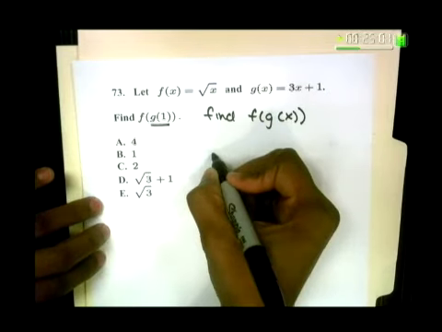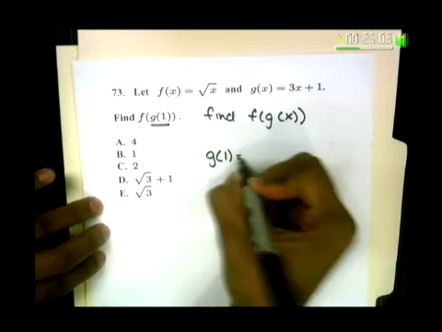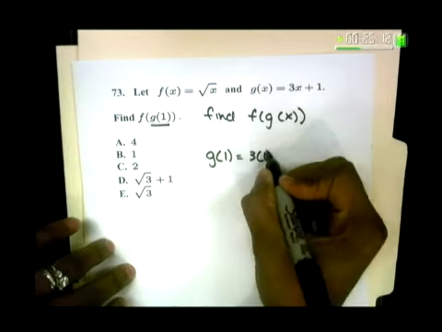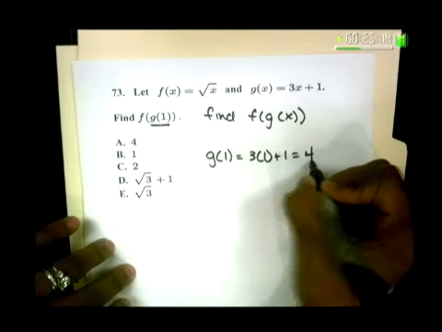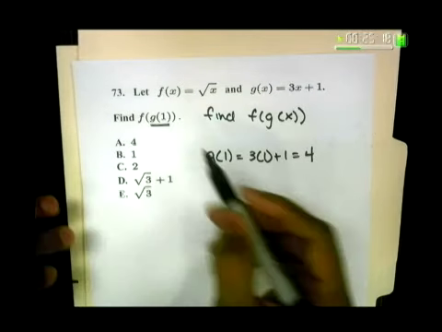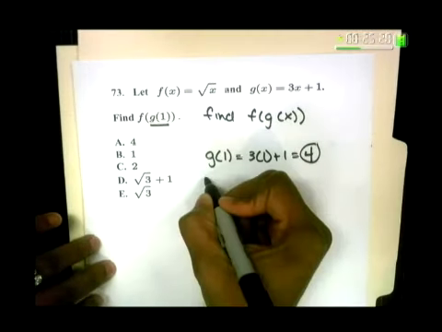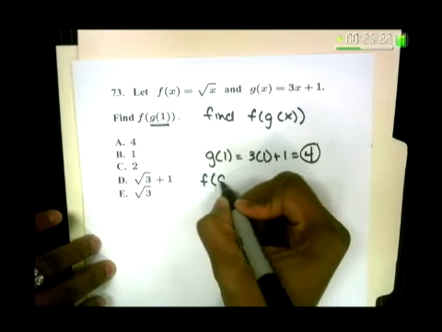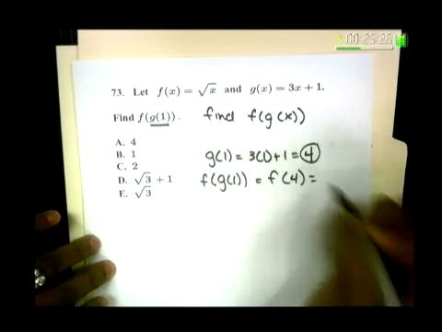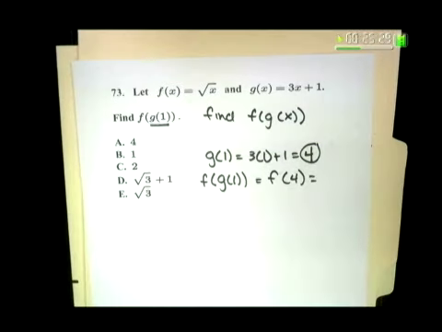The way I read this is that I start with finding the function g of x evaluated at x equals 1, g of 1, which would be 3 times 1 plus 1, which is 4. And now I'm going to take this value, g of 1, and evaluate f of x at 4.